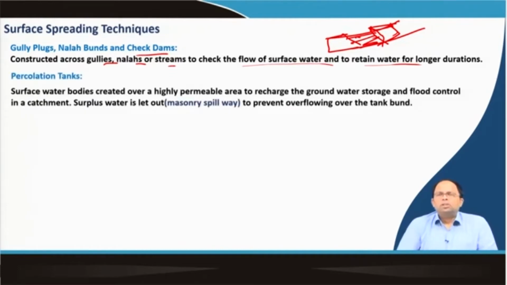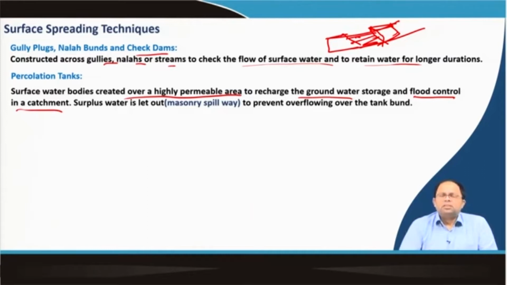Then come the percolation tanks. This is where we store the water for some amount of time. With surface spreading, we form some depressions in the ground where we store the water or increase the infiltration time, but those are mostly designed for continuous flow of water. In percolation tanks, we design the system so that the water is retained. These are surface water bodies created over highly permeable areas to recharge the groundwater storage, and they also help in flood control in a particular catchment.